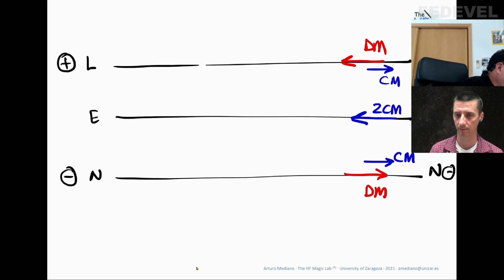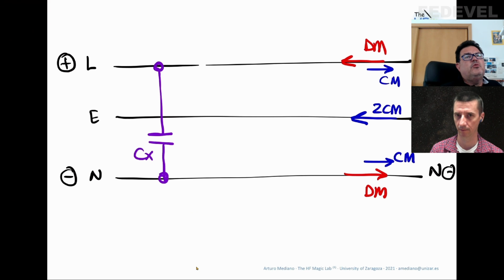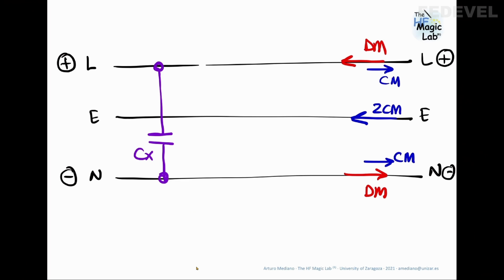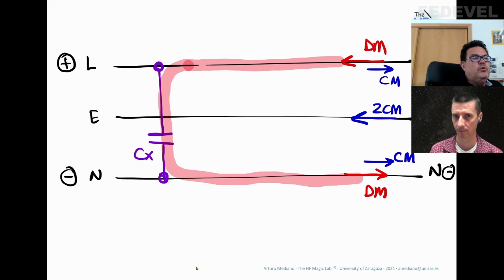So if you want to filter the differential mode, what people usually do is connect a capacitor between line and neutral. This is what we call an X capacitor. This is related with safety regulations. The differential mode noise is taking this path, and what you want is for the noise to take this path instead of going in this direction. This is what you want to avoid: the noise going to the mains network or to the power supply system.